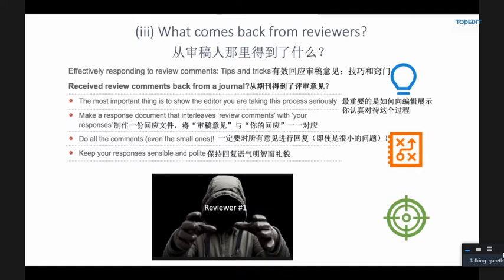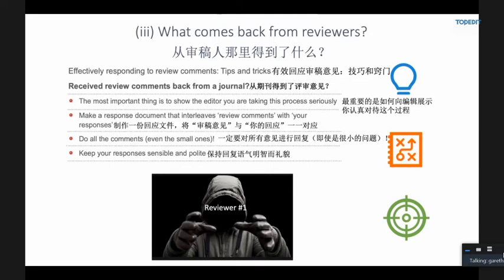Make a response document that interleaves review comments with your responses, and do all of the comments, even the small ones, even the spelling mistakes, even the small typographic errors. Show your editor that you took the process seriously. They will appreciate it. They will feel better about your work. They will be more likely to accept it at the end of the day.